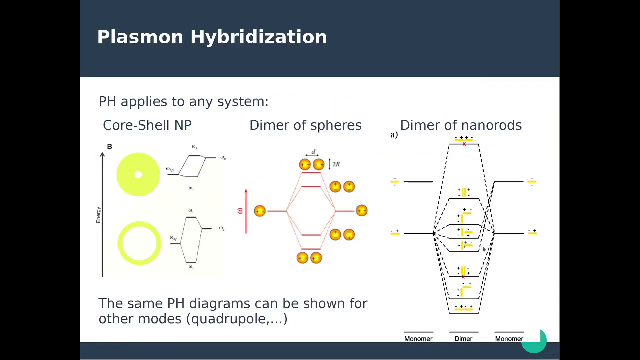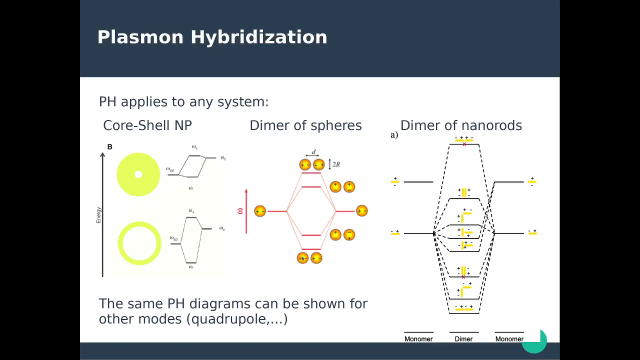So plasmon hybridization is very powerful because it allows you to engineer and understand how the modes evolve as you change the geometries. In the case of a nanoshell, as we've seen, when you change the thickness of your shell, even if you maintain the overall size the same, you'll be able to change the energy levels of your hybridized states. Plasmon hybridization also applies to a variety of geometries and structures. In a dimer, you have two spherical nanoparticles that are brought closer together. With incoming light polarized along the long axis of the dimer, you're going to have two induced dipoles that are going to be interacting.